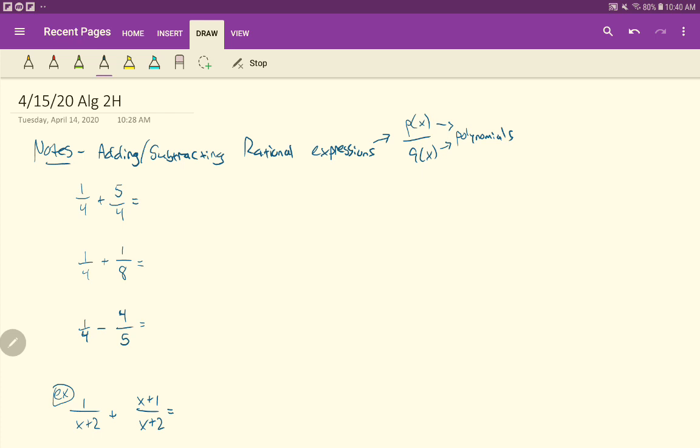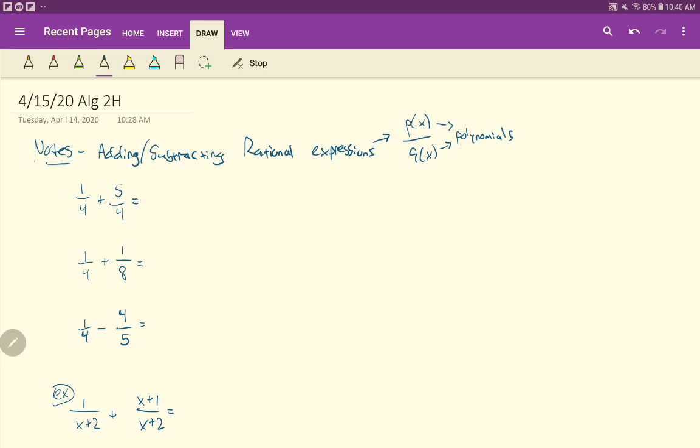Synthetic division, if the q of x is a binomial in the form like x minus k or x minus h, I guess you might say there. And then you'd have to use long division if q of x was not in that form. Okay, anyway, though, we won't worry about that for right now.